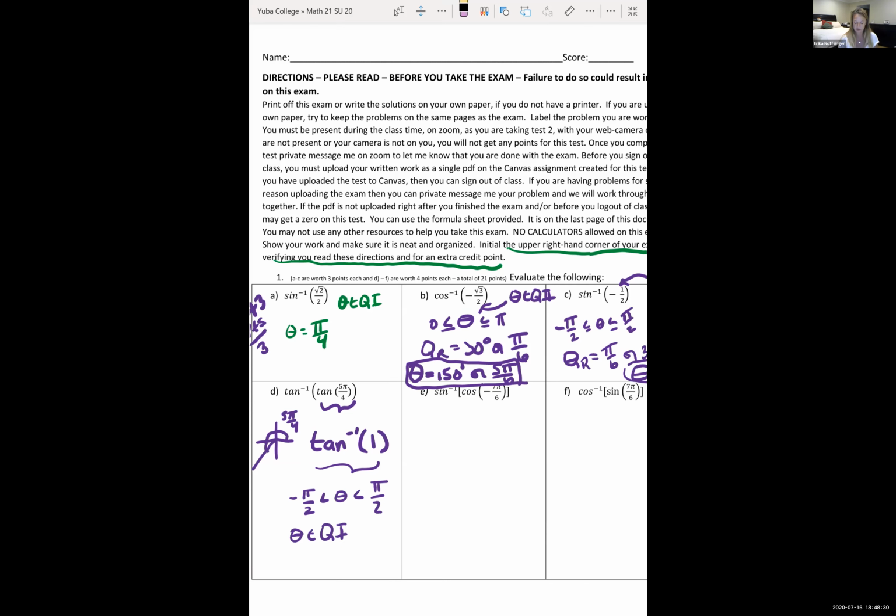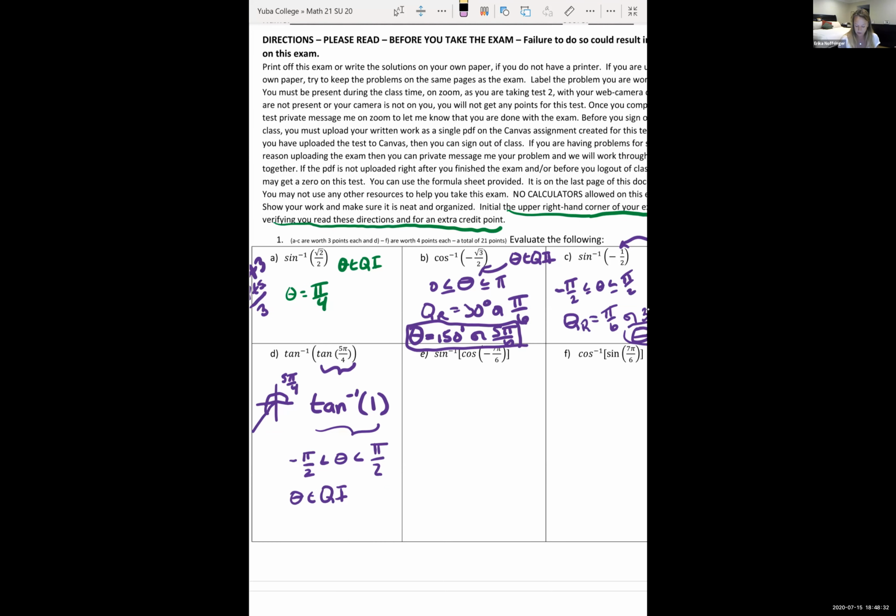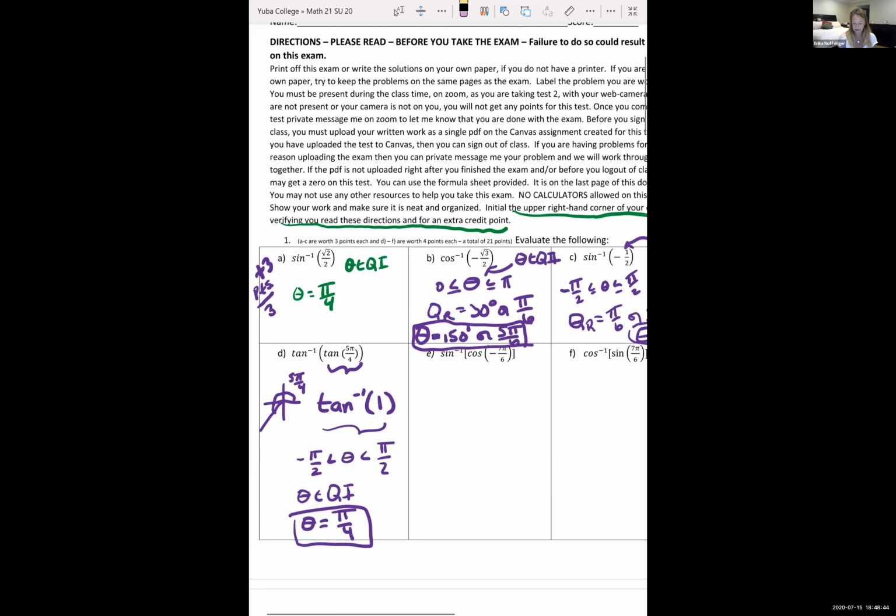And so the value that would give me this back would be pi over 4. Tangent of pi over 4 is 1. So 3 out of 4 points if you had done just 5 pi over 4. And then give yourself 4 points. These last 3 are worth 4 points if you got it right.